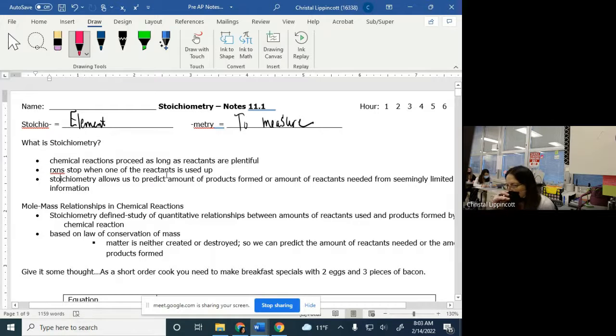Reactions will stop when you use up those reactants, when you don't have any more left. You have a campfire, and you can keep that going until you run out of wood. But eventually you're going to run out and the fire goes out. So stoichiometry allows us to predict how much product is going to be formed, or if we know how much product we need, we can see how many reactants we're going to need in order for that to occur.